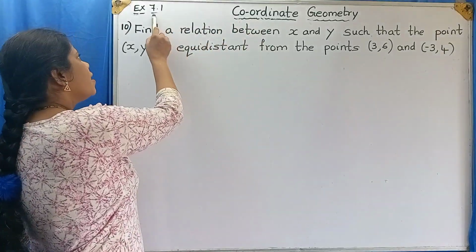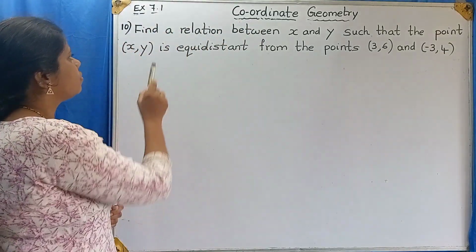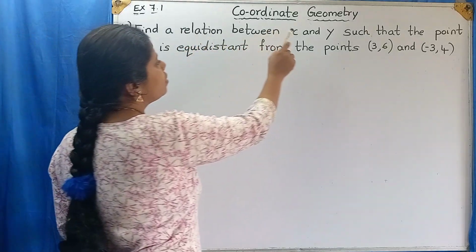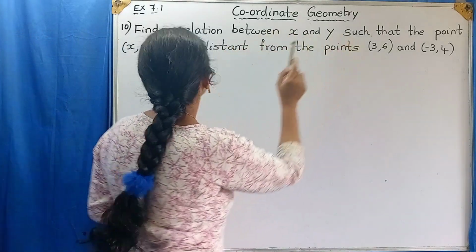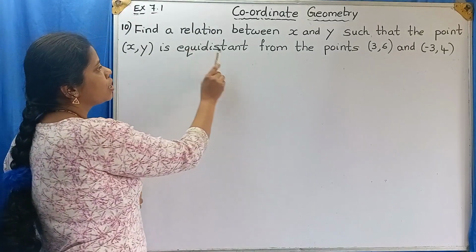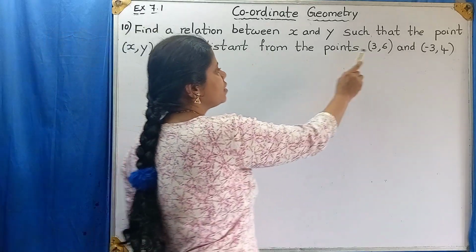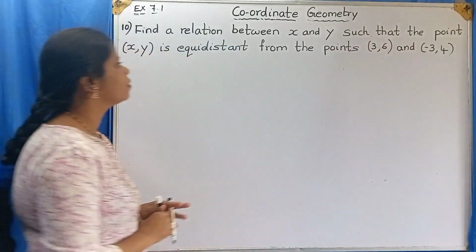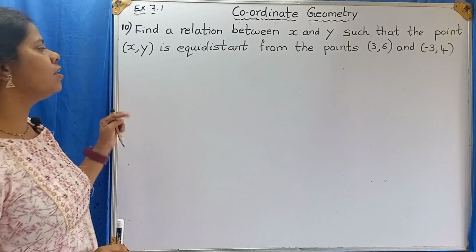Coordinate Geometry, Exercise 7.1, 10th question. Find a relation between x and y such that the point (x, y) is equidistant from the points (3, 6) and (-3, 4). First, let me explain the meaning of the question. Solution.